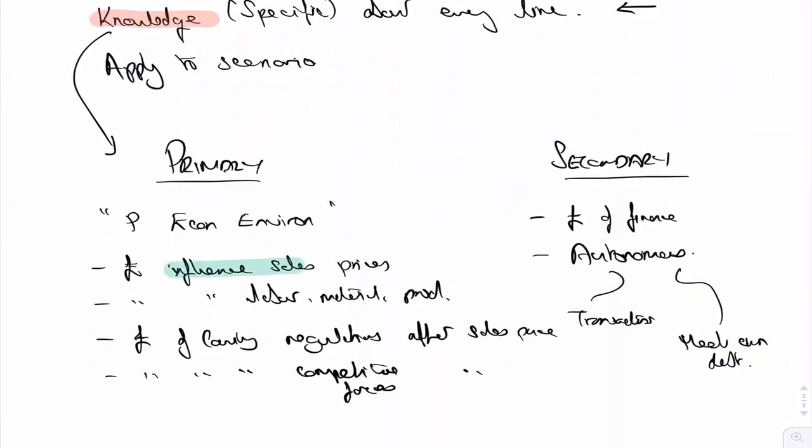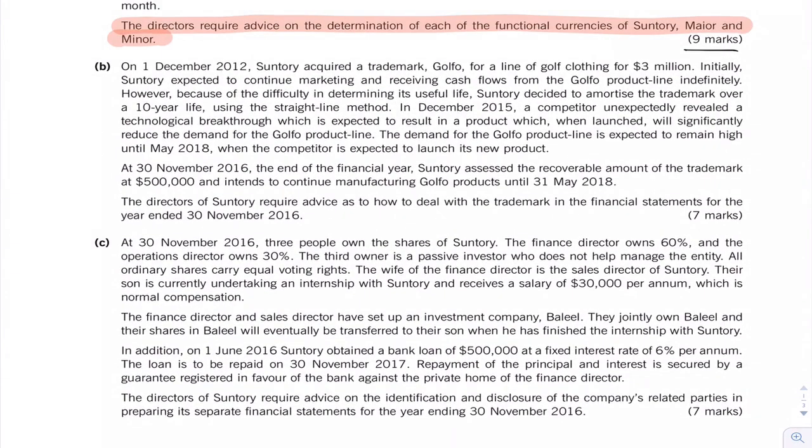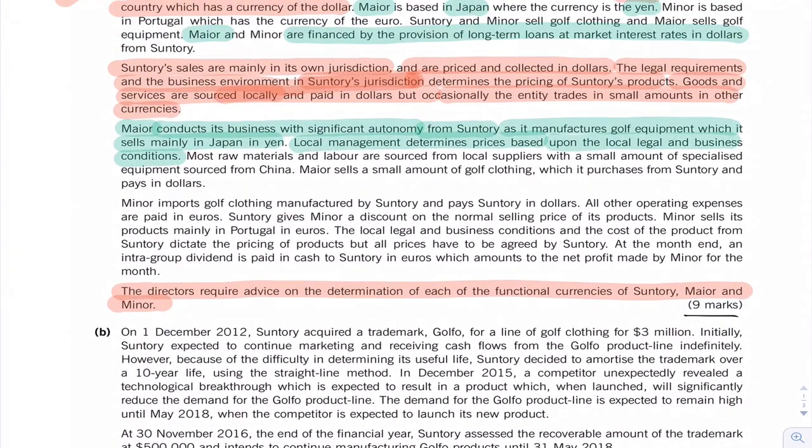It seems to be the yen that influences sales price. The yen that influences that. It's Japan that has the regulations and the competitive forces. All the primary indicators are telling us that yen is the functional currency. There is that secondary one, that we're financed by the parent company, and you'd write all this in.